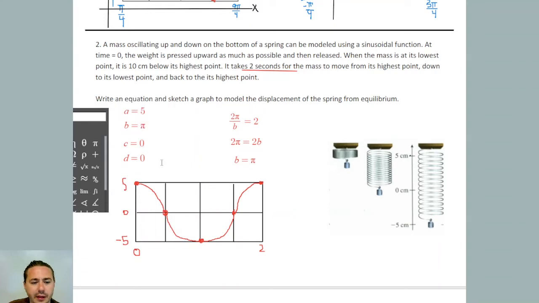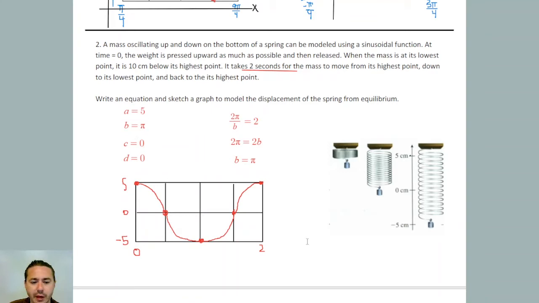And so now I have everything I need. That's all I need to write my equation. So I can go ahead and write it down here. We'll call this y equals, my A value is 5. This is going to be a cosine function. My B value is pi. Let me grab that. So pi x. And then my C and D are both 0, so I'm just going to close this function out. And there you go. There's your equation.